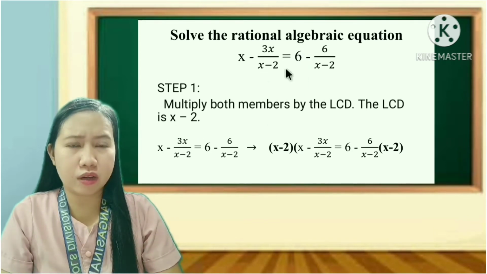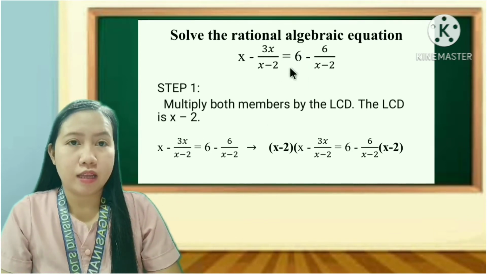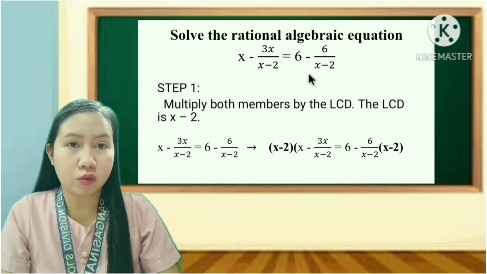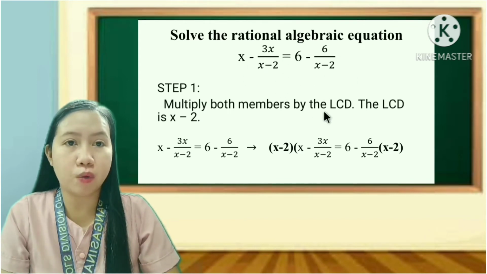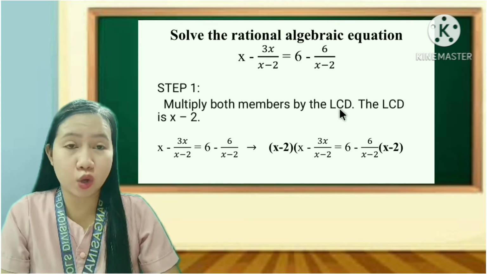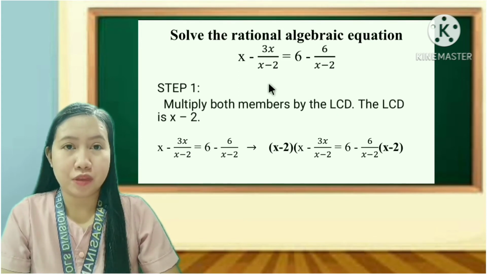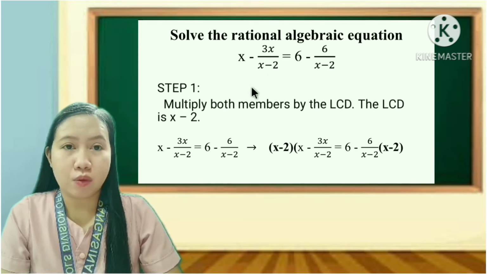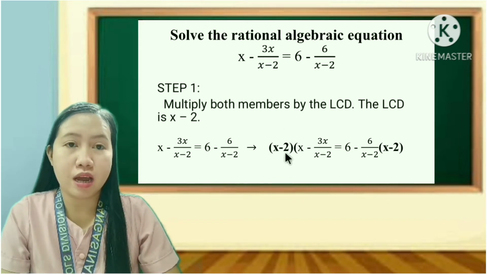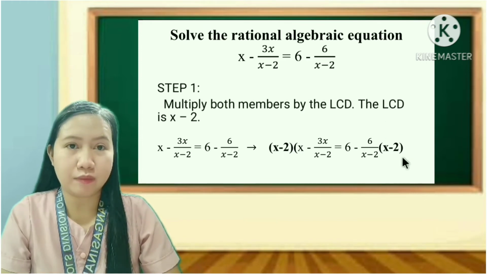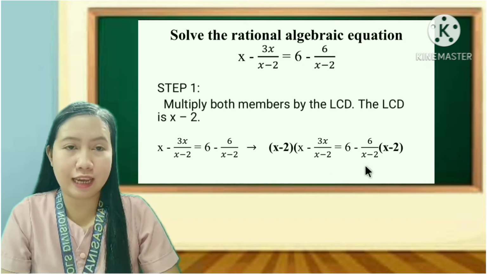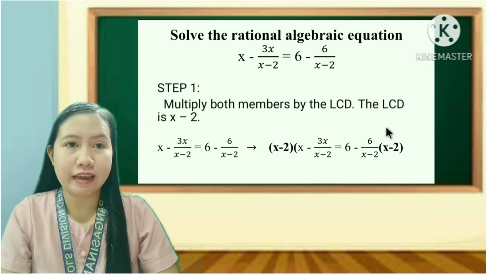Let's take a look at the denominators. We have the same denominators. Therefore, this will be now our LCD, or the least common denominator. So again, we have to get the LCD and put it on the left side, also to the right side. So this will be now our equation in step number 1. Next.